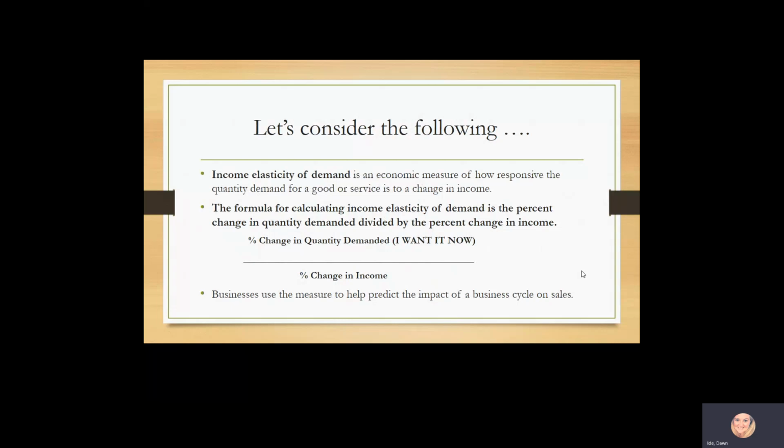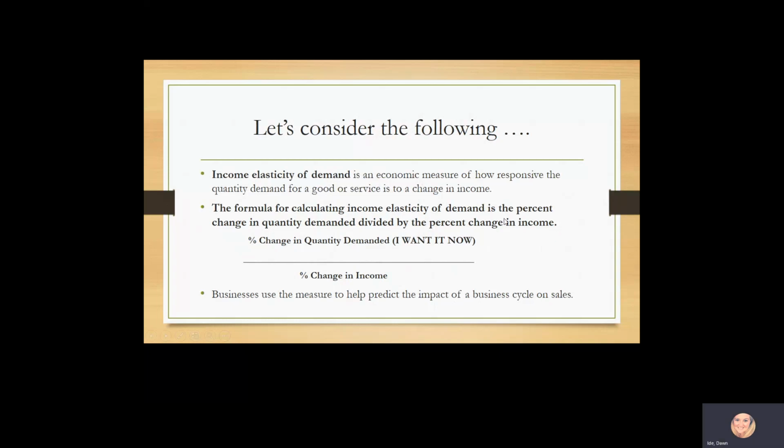Same thing. So the formula for calculating income elasticity of demand is the percent change in quantity demanded, divided by the percent change in income. That's the percent change in the quantity demanded over the percent change in income. So businesses use this measure to help predict the impact of a business cycle on sales.